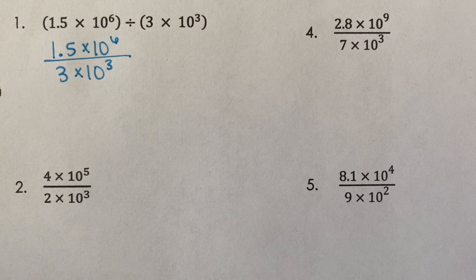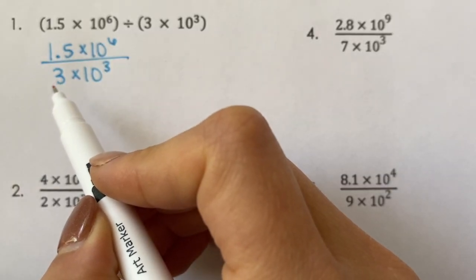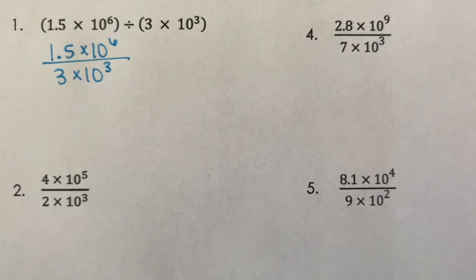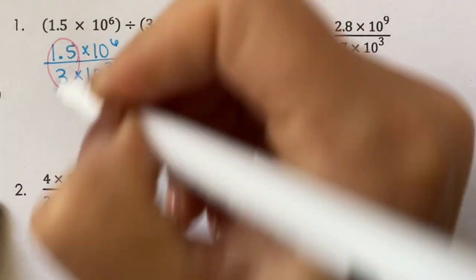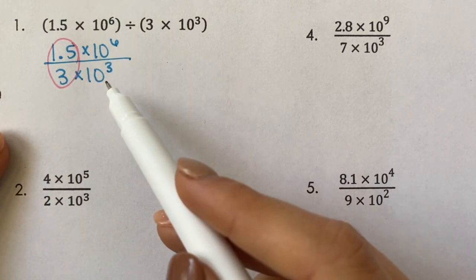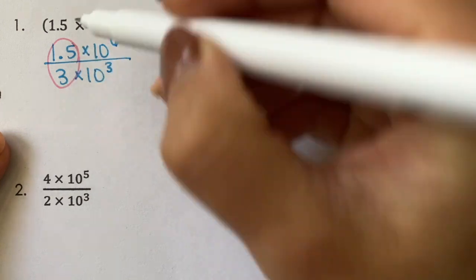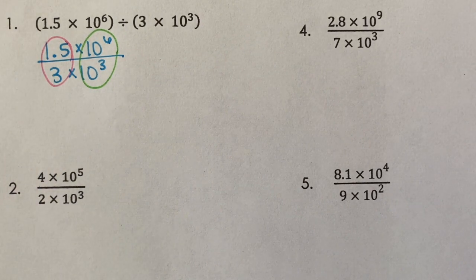All right, so the second step says use one big circle and circle the first numbers on the top and bottom of the fraction. So you're talking about your actual numbers in front. So we're talking about 1.5 divided by 3. Then the third step says you're using your circles to kind of pair them off. So we want the numbers to be divided together, and then you want your base 10 with your exponents to be divided together. So you're going to look at these and these kind of separately.